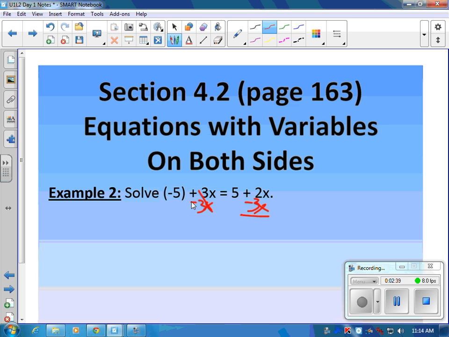So what am I left with on the left side of my equation? Negative 5. Negative 5 plus 0 is negative 5. So I have negative 5 plus 0, that went away, equals 5. And then what'd you say, Joe? 5 plus negative 1x, or just minus x.